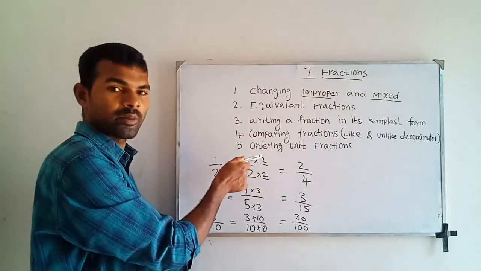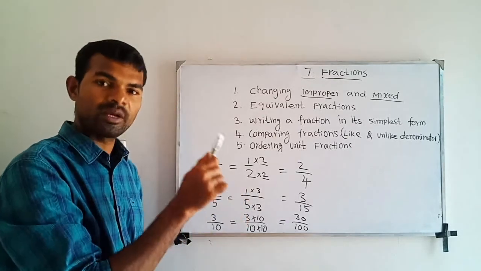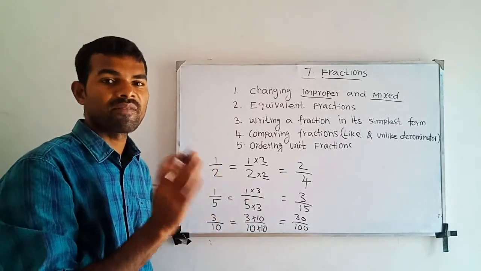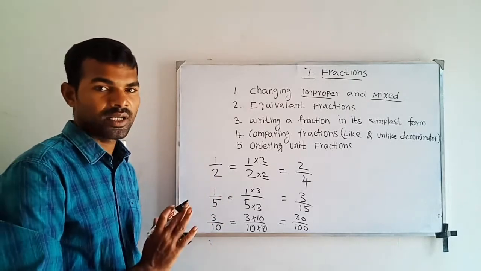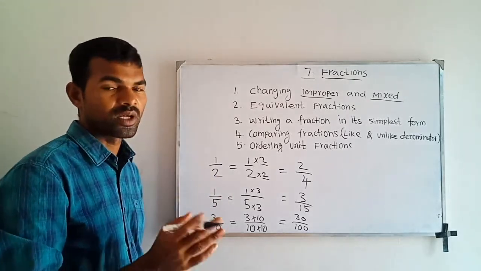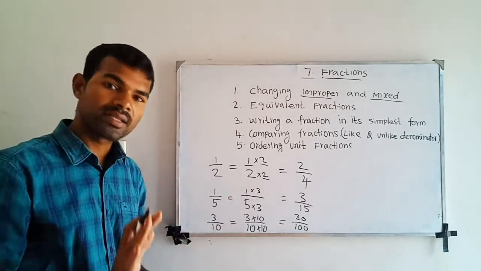If you multiply by 2, multiply by 2. If you multiply by 3, multiply by 3. If you multiply by 1, multiply by 1. If you multiply by 5, multiply by 5. Okay, the same number you have to multiply. Don't change it. Same number for numerator and denominator, you have to multiply with the same number.